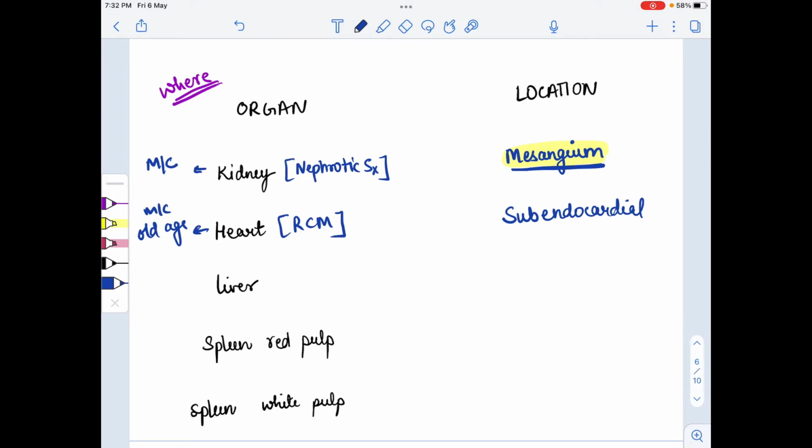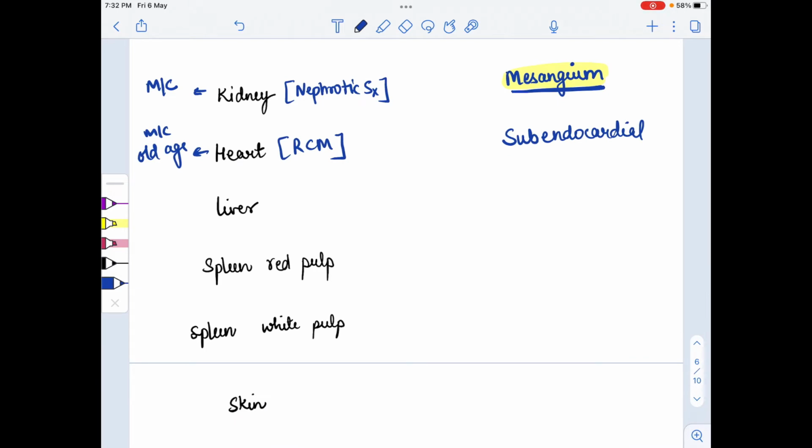While for the liver, where it is deposited in the liver, we have to remember that it gets deposited in the space of Disse. So in the liver, the space of Disse, the amyloid gets deposited.